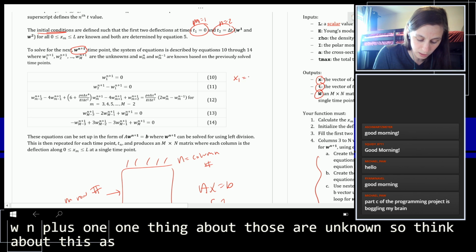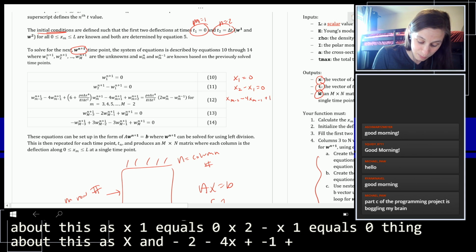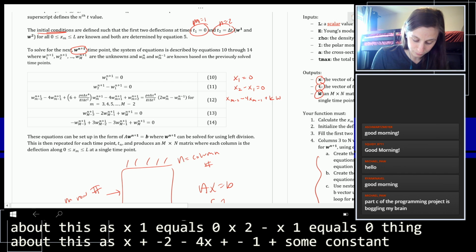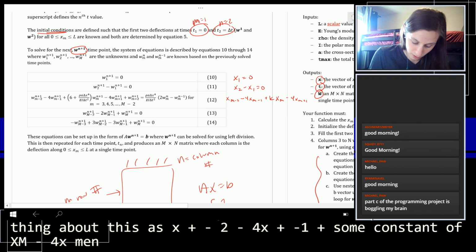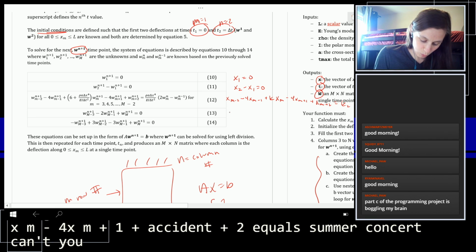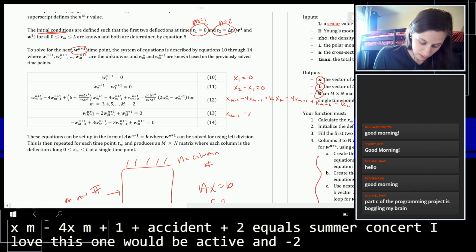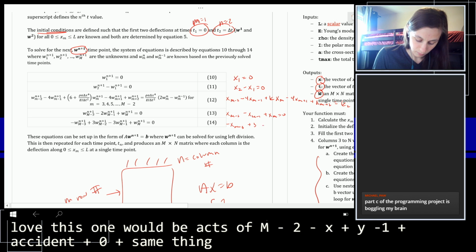So think about this as x_1 equals 0, x_2 minus x_1 equals 0. Think about this as x_(m-2) minus 4 x_(m-1) plus some constant times x_m minus 4 x_(m+1) plus x_(m+2) equals some other constant, K2. And then this one would be x_(m-2) minus x_(m-1) plus x_m equals 0. And same thing. So these are just your unknowns.